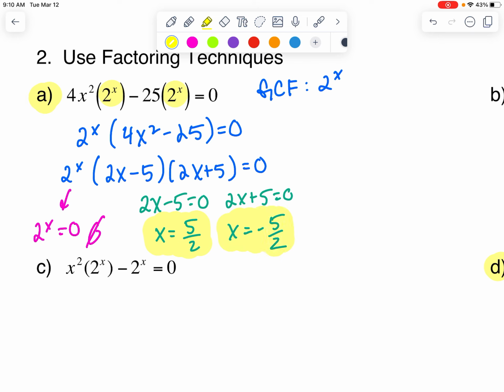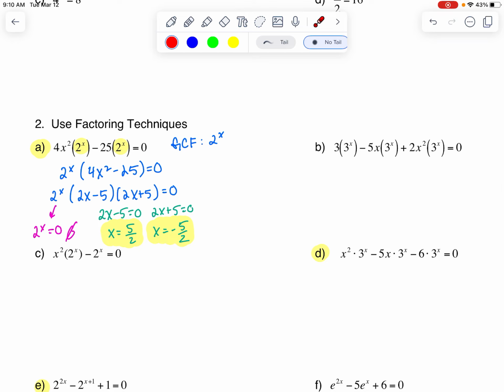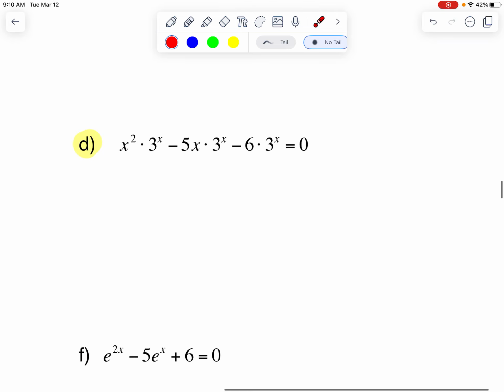So whenever you see something like this, where we have 2 to the x, or 3 to the x, or 274 to the x power is equal to 0, there's no value that's going to get us to this 0. So it's always going to be no solution, okay? Try doing part B and C, and then meet me back at D.